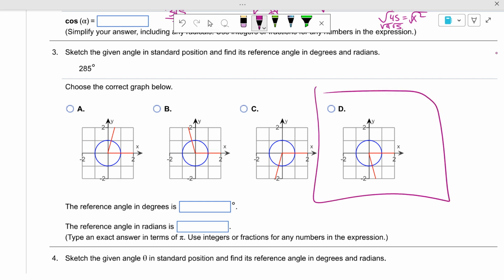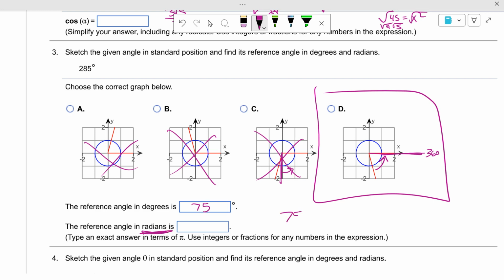Definitely D. Because 270 is right here, and we're a little past 270. So it's not this one, not this one, not this one. It's D. Okay, the reference angle. How far away are we from the x-axis? Well, this line right here is 0 degrees, and it's also 360 degrees. So you take 360 minus 285. 360 minus 285 is 75 degrees. Now they want it in terms of radians.